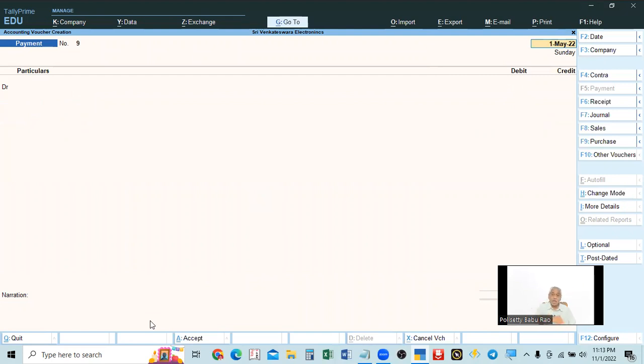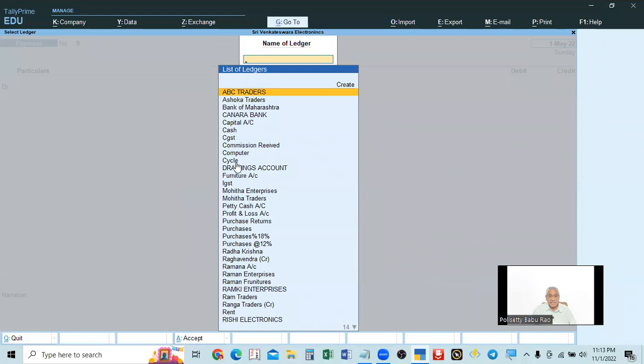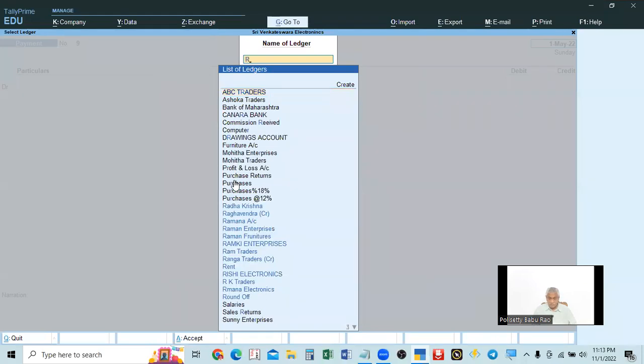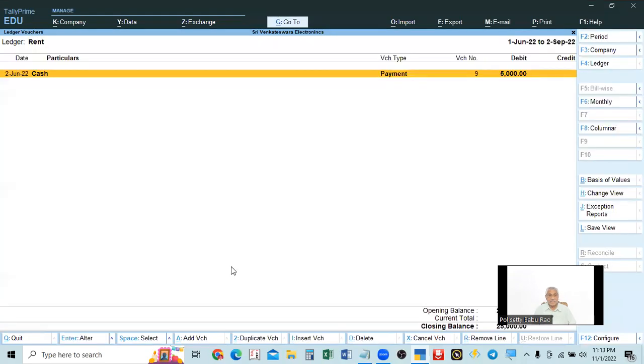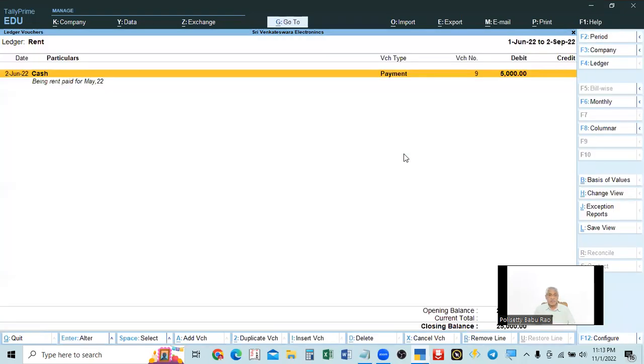How can you see the narration? Here, press Alt G, go to button. Here you can see ledger vouchers. Click that and then select rent, because we paid rent. Select rent. It is showing now. Here you click F12 configuration. See, the first one, show narration. Yes, select and save this. Automatically, see here, being rent paid for May.